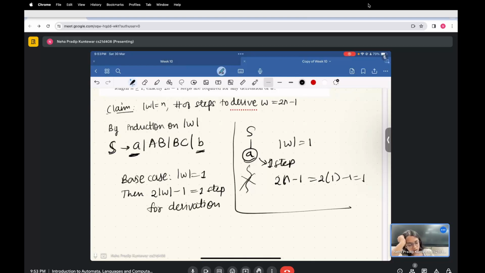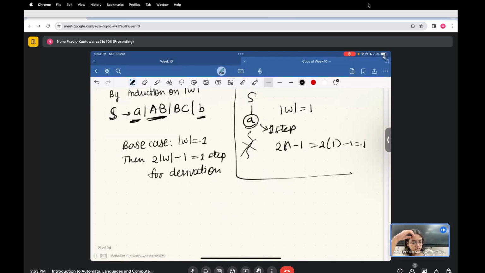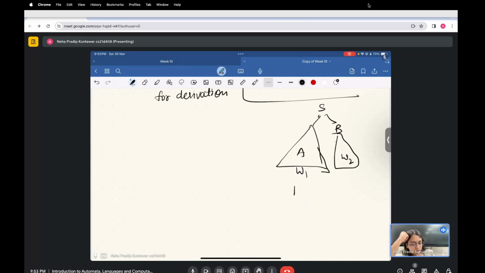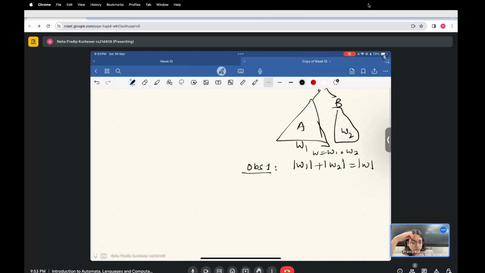Now let's look at the other case, when S is a product of two non-terminals. So S gives A followed by B. Now A is going to give us some string w1, and B is going to give us some string w2. And notice that length of w1 plus length of w2 is nothing but length of w, because w is w1 concatenated with w2. So we have this observation: length of w1 plus length of w2 is length of w.